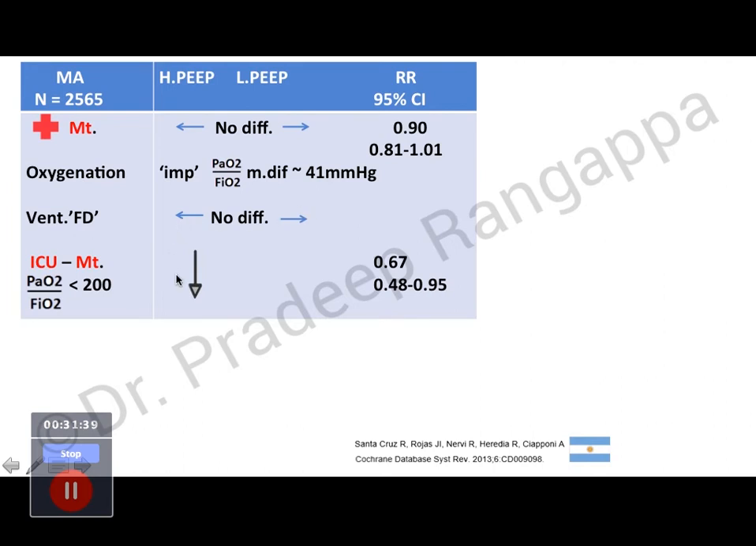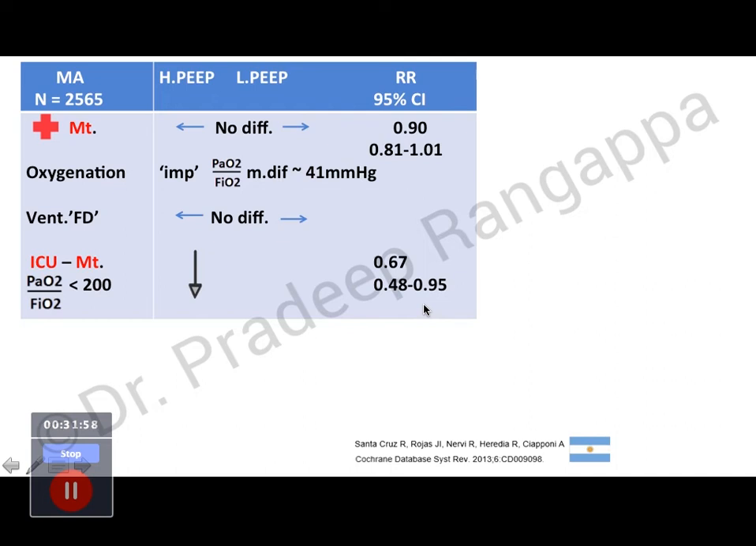Even the Canadian study showed ICU mortality was significantly less. Even this Argentinian study showing ICU mortality significantly less. And more so, ICU mortality was less in patients with moderate to severe ARDS where PaO2/FiO2 was less than 200. And that was statistically significant. You can see the confidence interval to be very significant here.